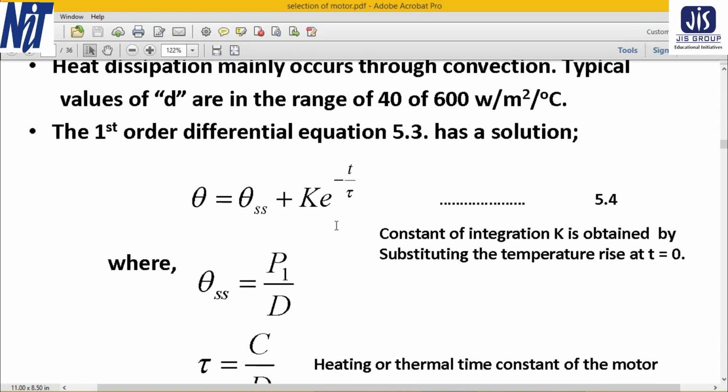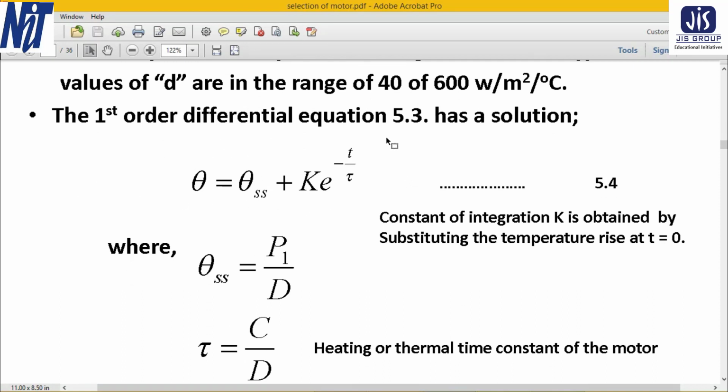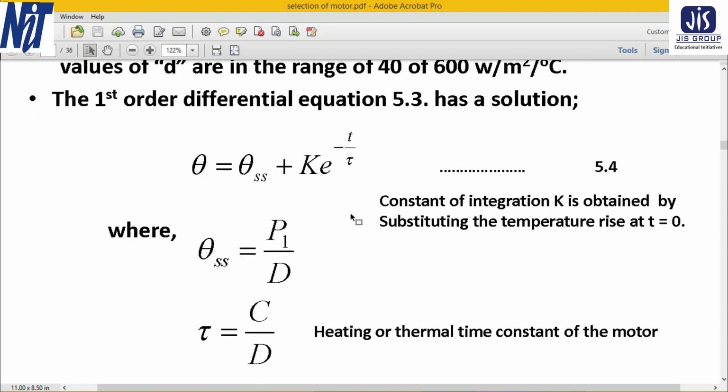So if we solve that differential equation, which we are not doing here because time will not permit, otherwise I would have shown you how this solution comes, but we have done this in our engineering mathematics in 11th and 12th. So I am not going to spend much time on this. The solution will become θ = θs + k e^(-t/τ), and this k is obtained by substituting temperature rise at t = 0, where θs = P1/D.